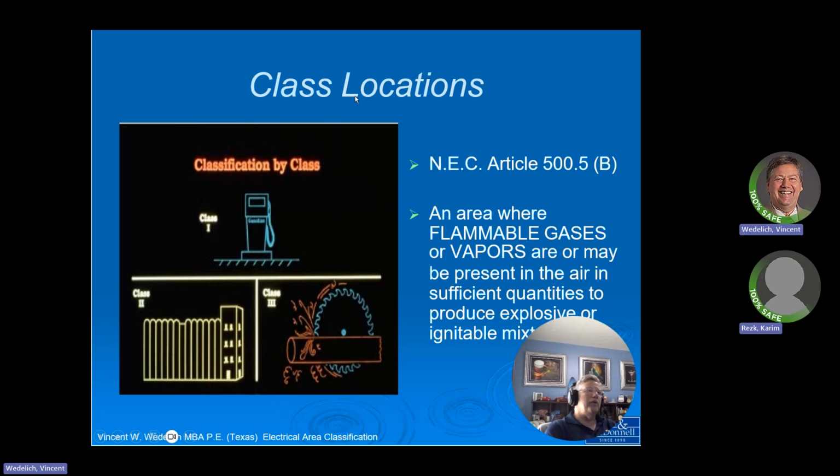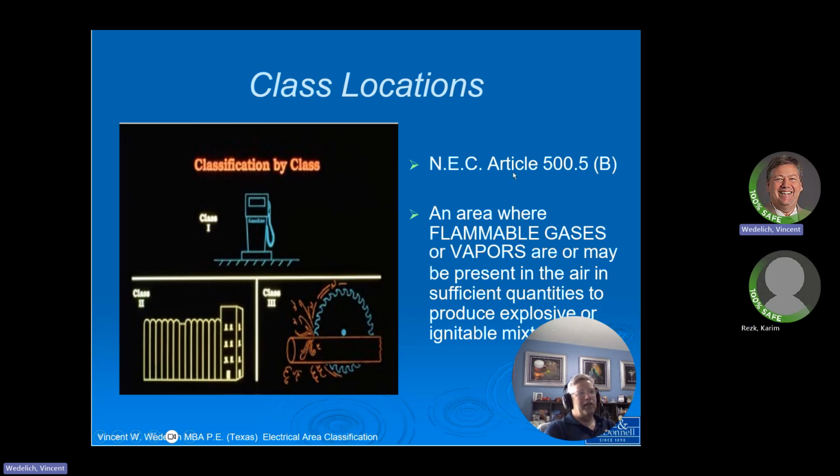Again, we have the class locations. We have class one, vapors and gases. Class two, dust. This is actually a big wheat facility, a wheat silo. Class three is fibers and stuff like that.